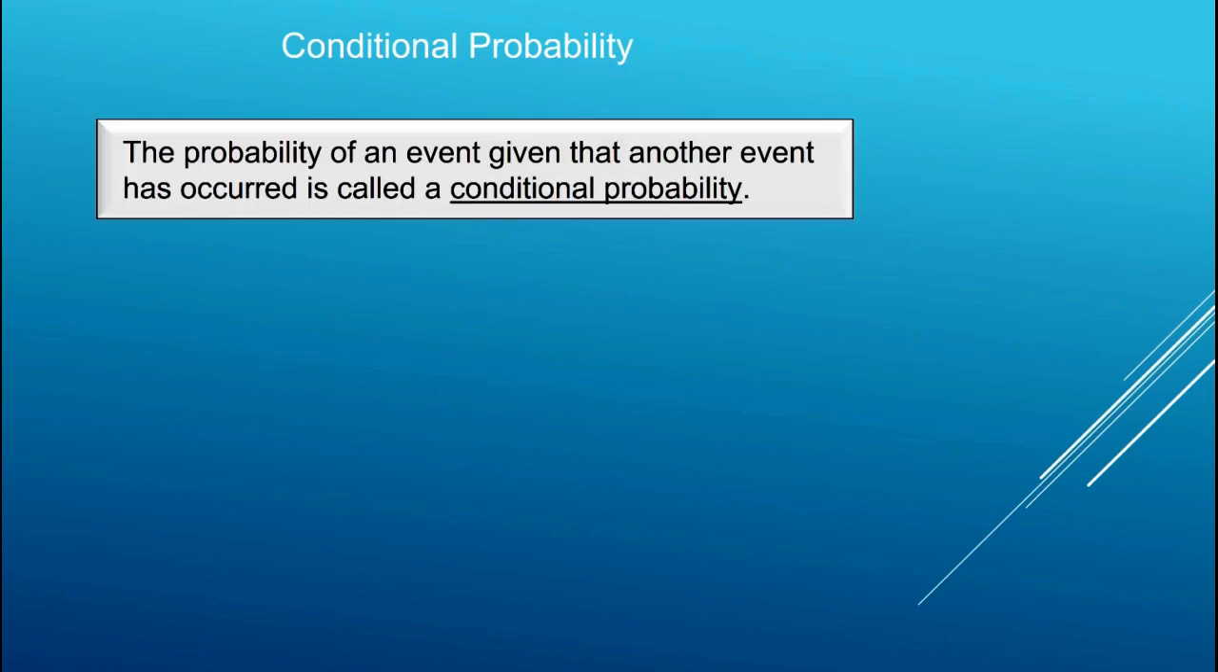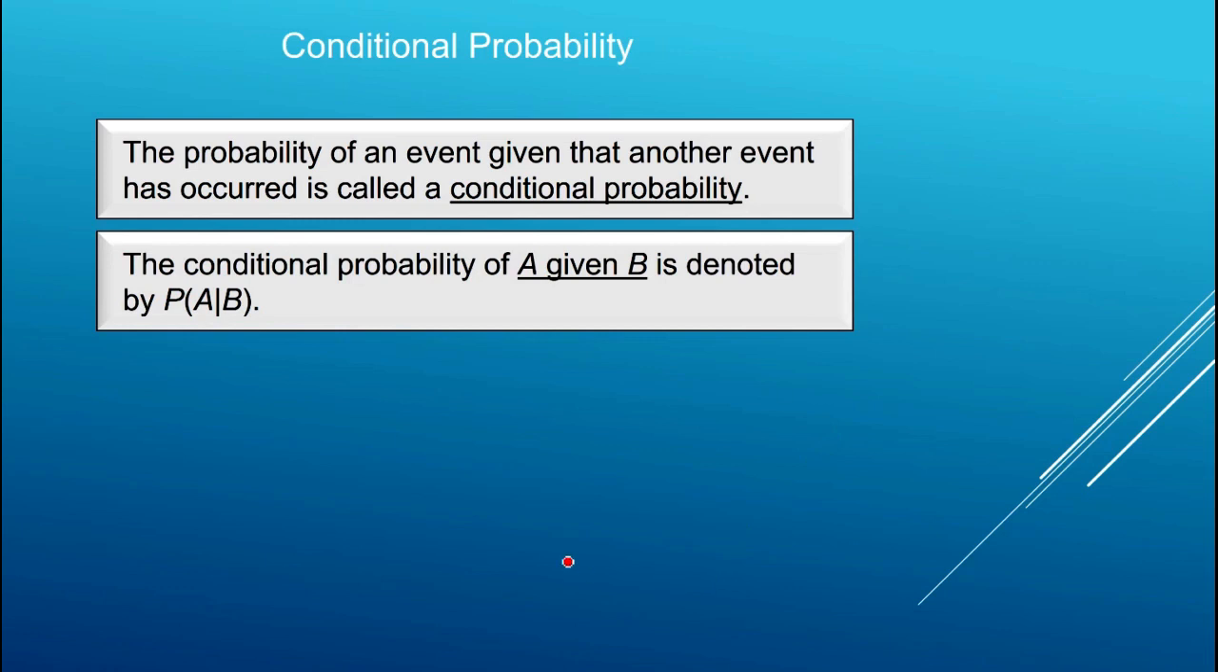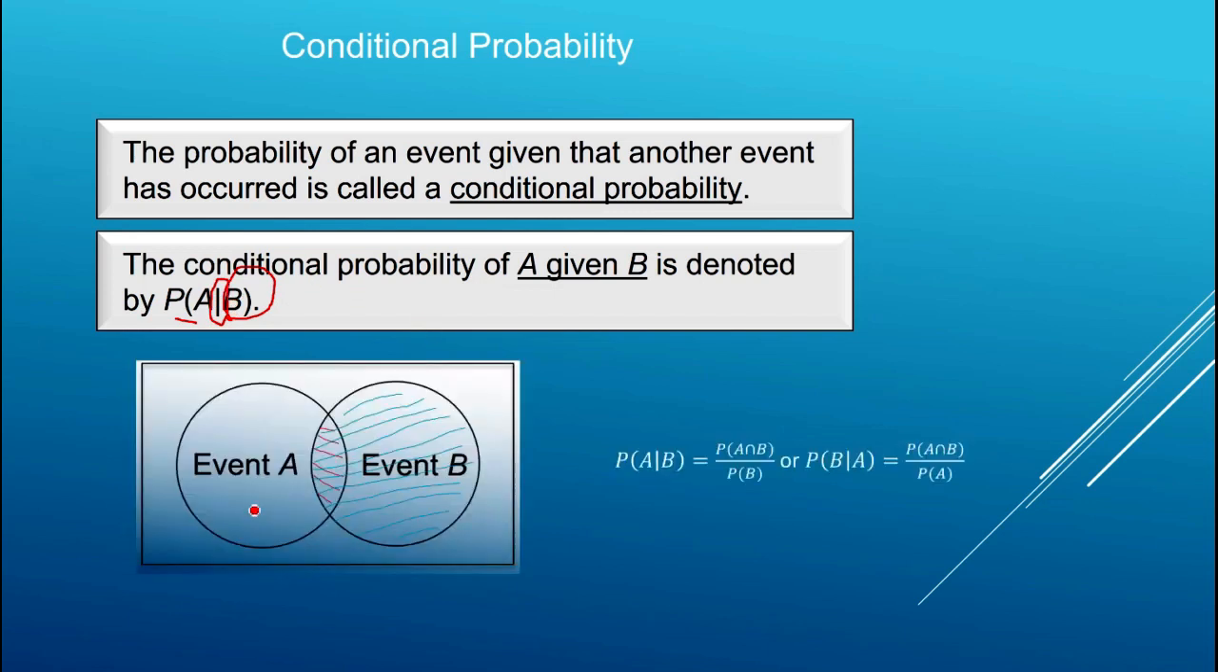Conditional probability. The probability of one event given another event has occurred is called a conditional probability. We've actually already talked about conditional probability. The conditional probability of A given B, for example, is denoted the probability of A conditional on B, or given that B has occurred, and we use the vertical line inside of the probability operator in order to signify that conditional probability. Here's a Venn diagram of conditional probability.